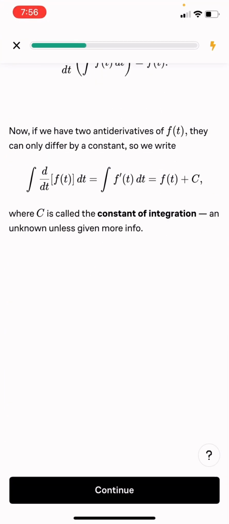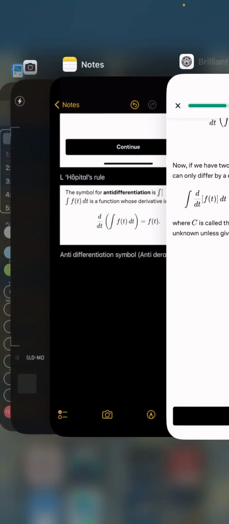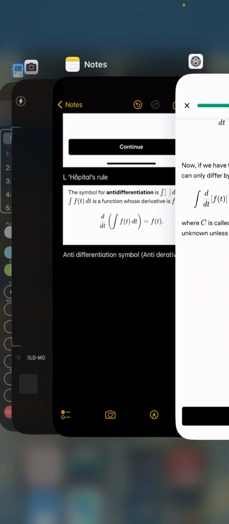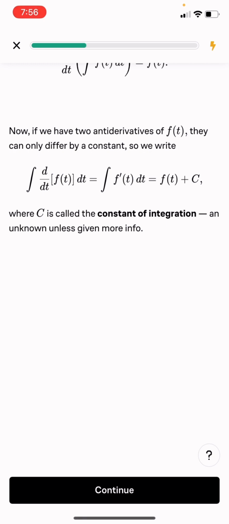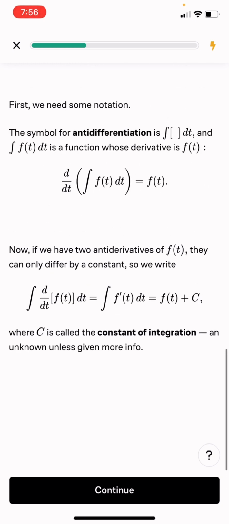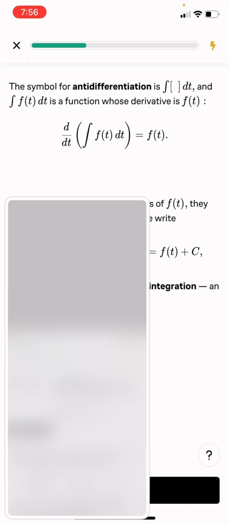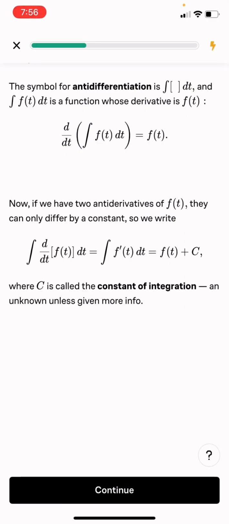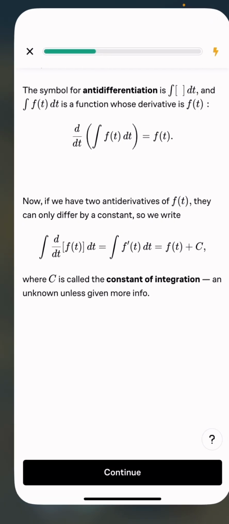You can see it in this. Look at this. Where C is called... Okay. Now, if we want two antiderivatives of f(t), they can differ by a constant. So we write this. Where C is called a constant of integration, an unknown, unless given more info.